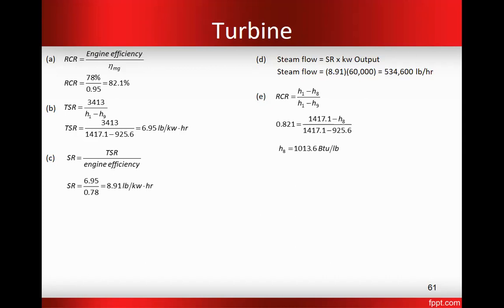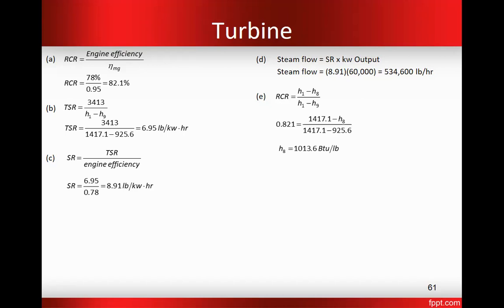Letter B, TSR is 3413 over H1 minus H9. The TSR is equal to 3413 over 1417.1 minus 925.6 is 6.95 pounds per kilowatt hour. Letter C, TSR is equal to TSR over engine efficiency is 6.95 over 0.78 is 8.91 pounds per kilowatt hour.